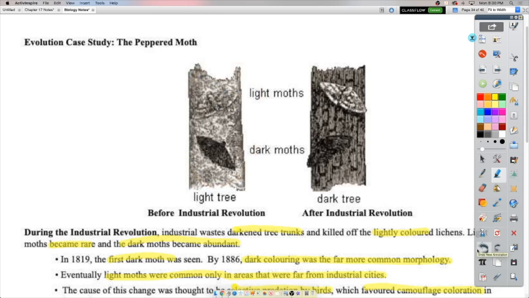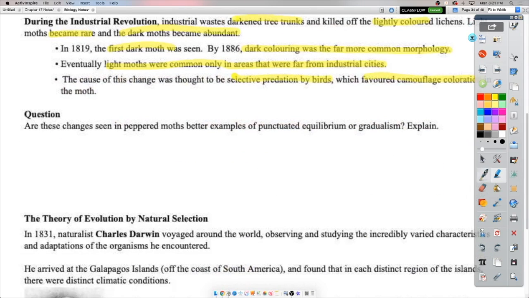And so over time, with the dark moths surviving to have babies and the light moths getting eaten before they can have babies, you're going to see a shift in the population towards the dark moths being favored near the industrial cities. Okay, so this question asks, are these changes in peppered moths better examples of punctuated equilibrium or gradualism? And explain. So pause the video, try this one on your own.